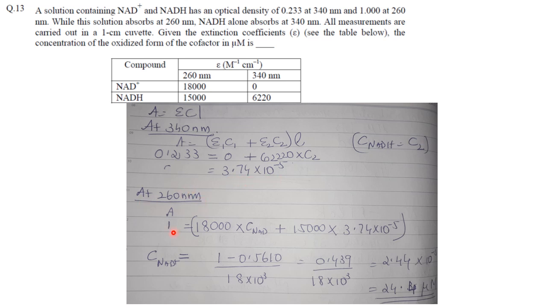Then at 260 nanometers, absorbance is 1. Again use the same formula. 18,000 into C NAD. You don't know the concentration of NAD, but you know the concentration of NADH. And 15,000 into 3.74 into 10 raised to minus 5. So C NAD plus will be 24.4 micromolar after calculation. So that's it.